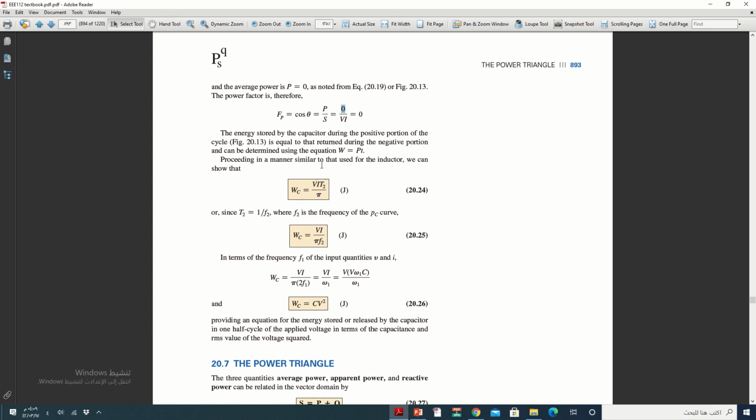The formula for energy, how to find the energy stored in the capacitor. You can use this or this formula, or in general, as we said for the inductor, V multiplied by I divided by omega, or capacitance multiplied by V square. This will end the presentation for this section, and we will study the next section about the power triangle and power factor correction.